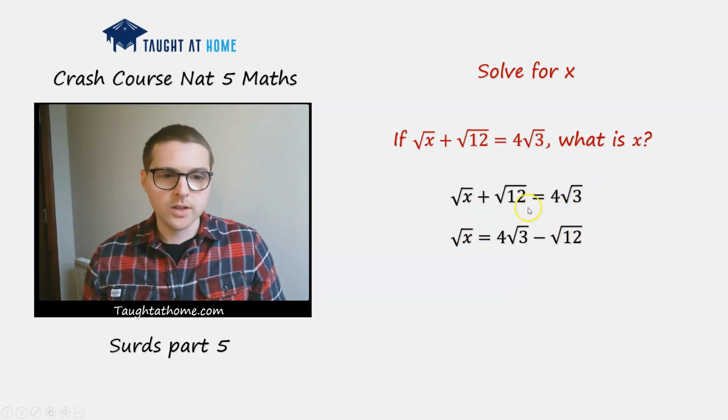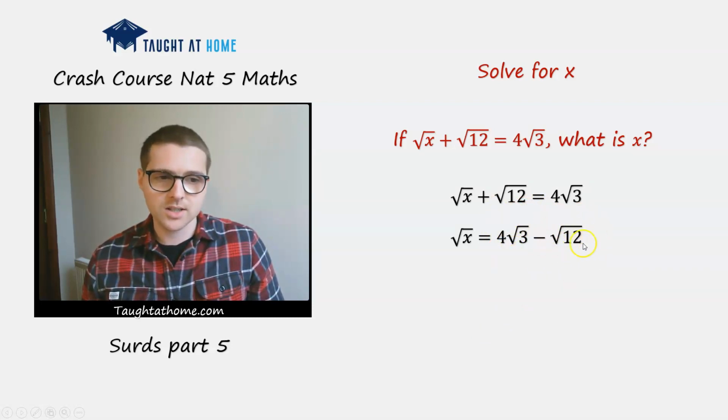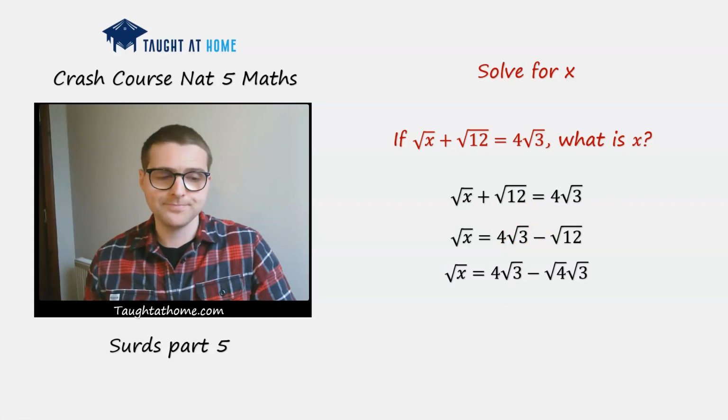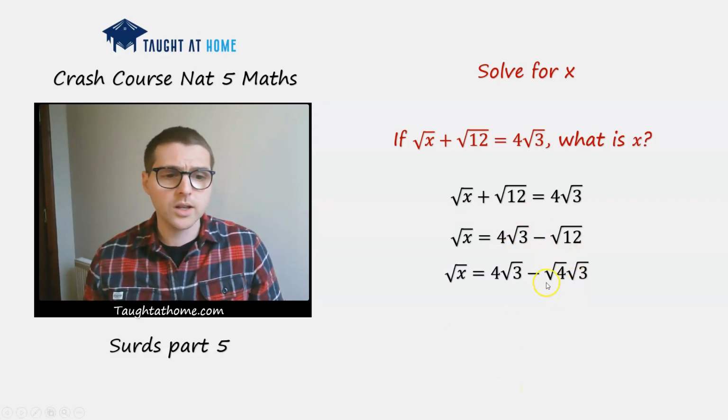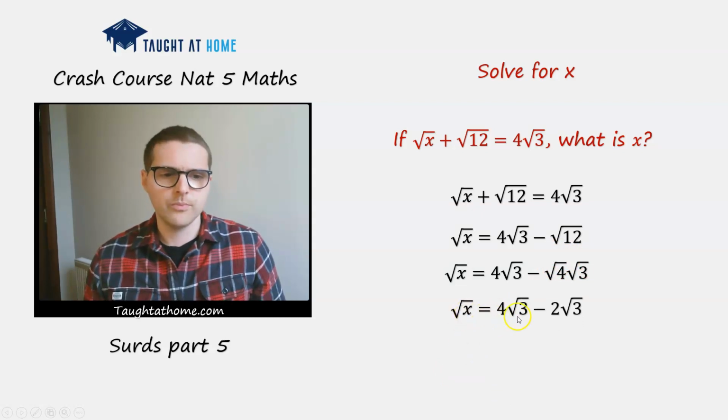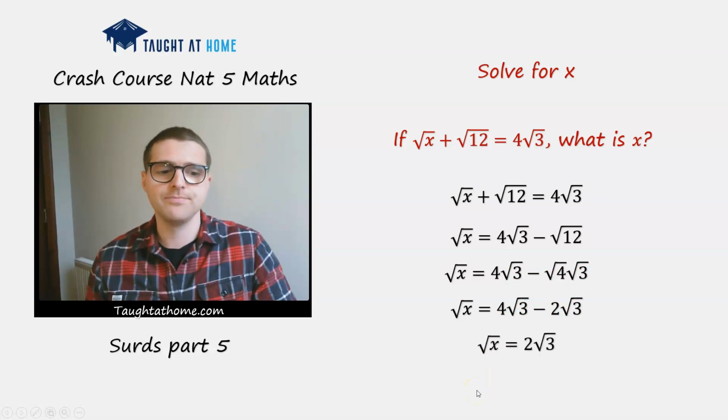Now remember, we're going to be subtracting, so we have to convert this into a simplified root. We've got a term of root 3, so we break this root 12 up into root 4 times root 3. And now we can call root 4 2. So we've got 4 root 3 minus 2 root 3. We've got two numbers with root 3 in them, so 4 root 3 minus 2 root 3 is 2 root 3.